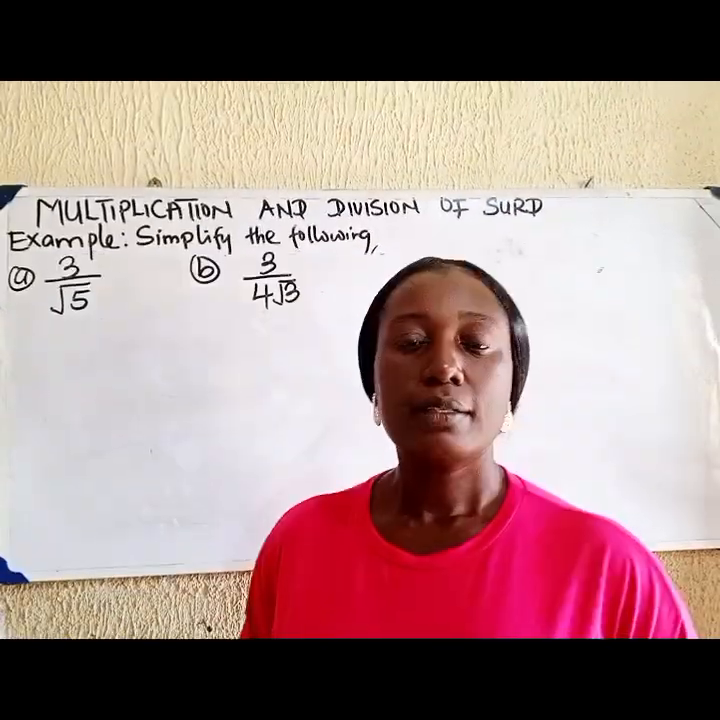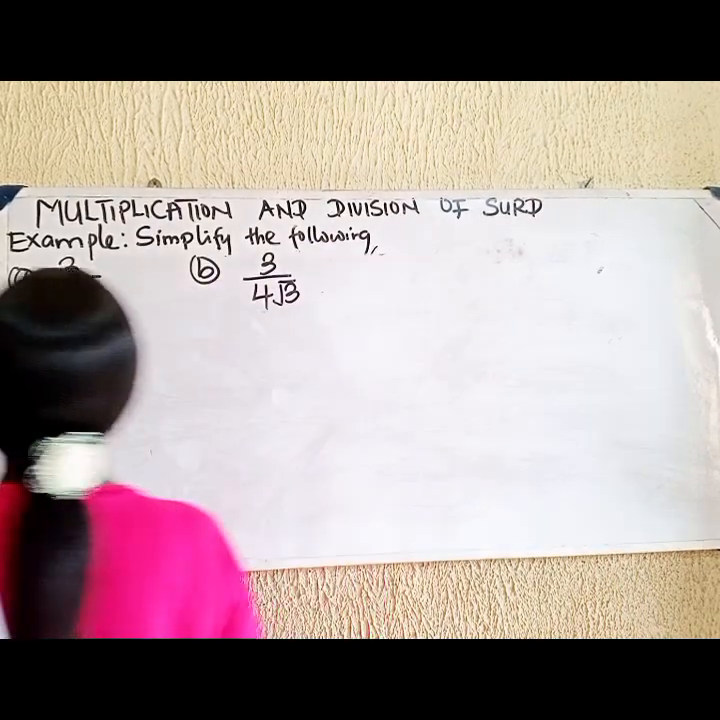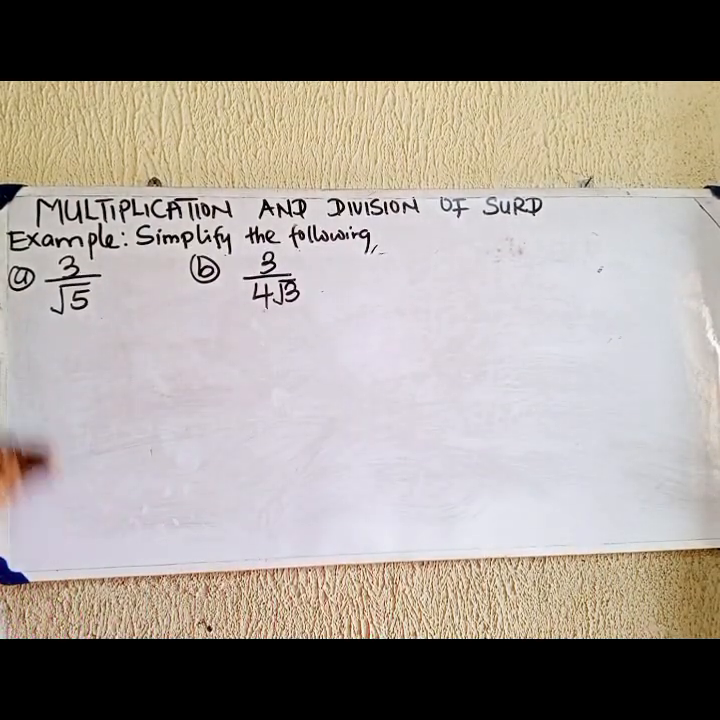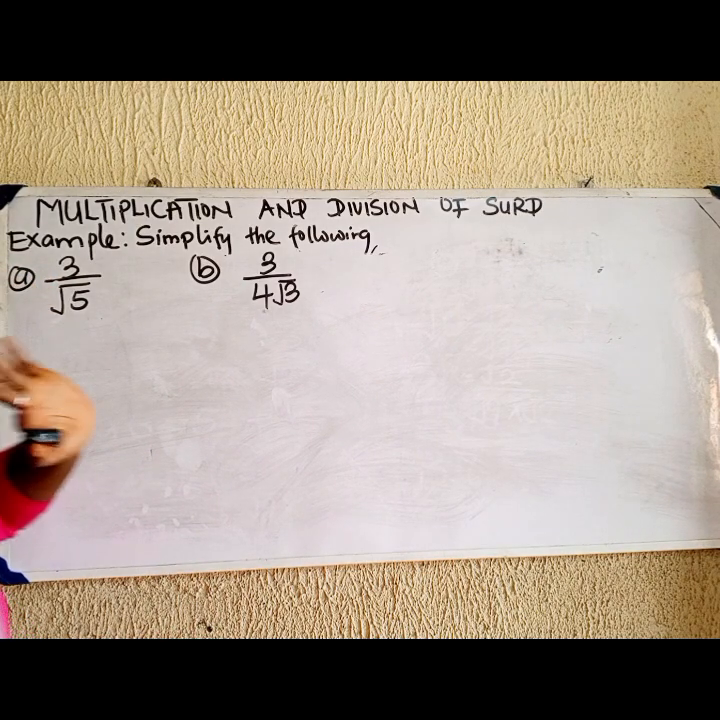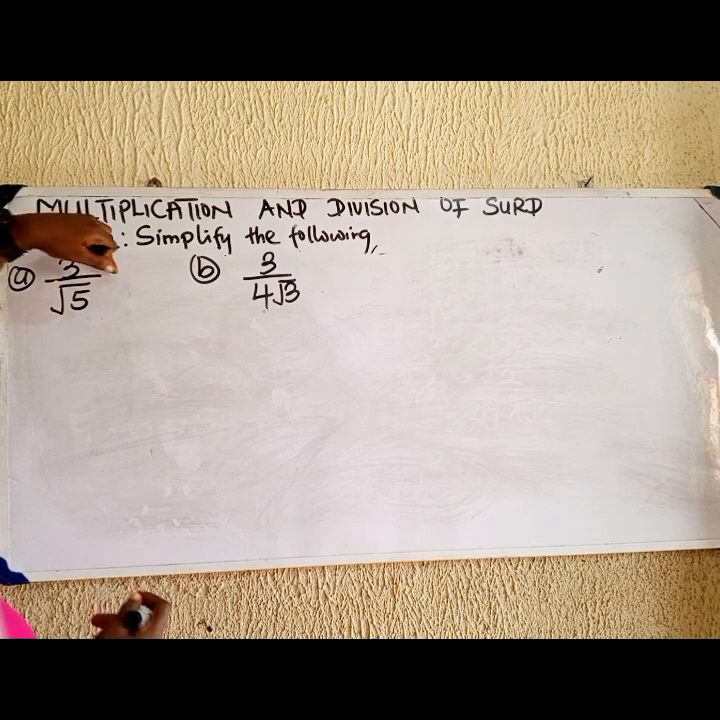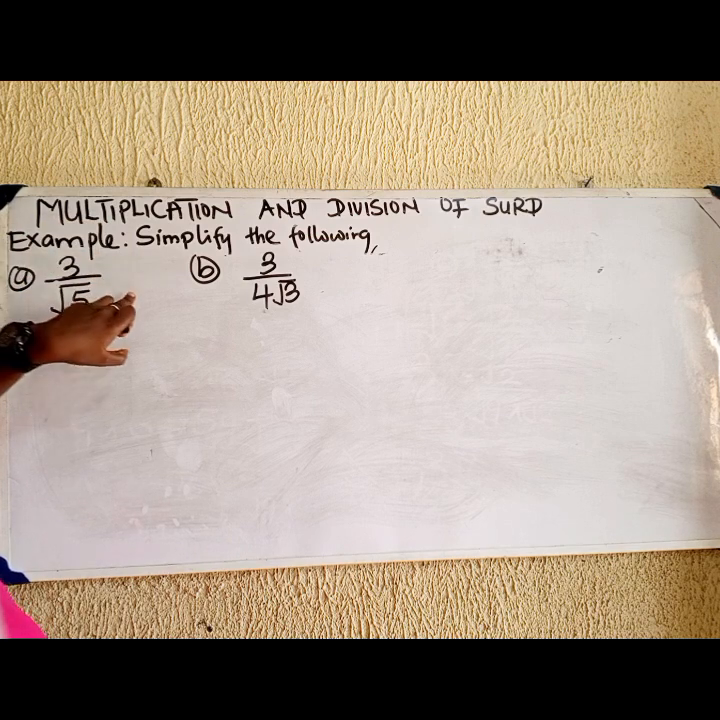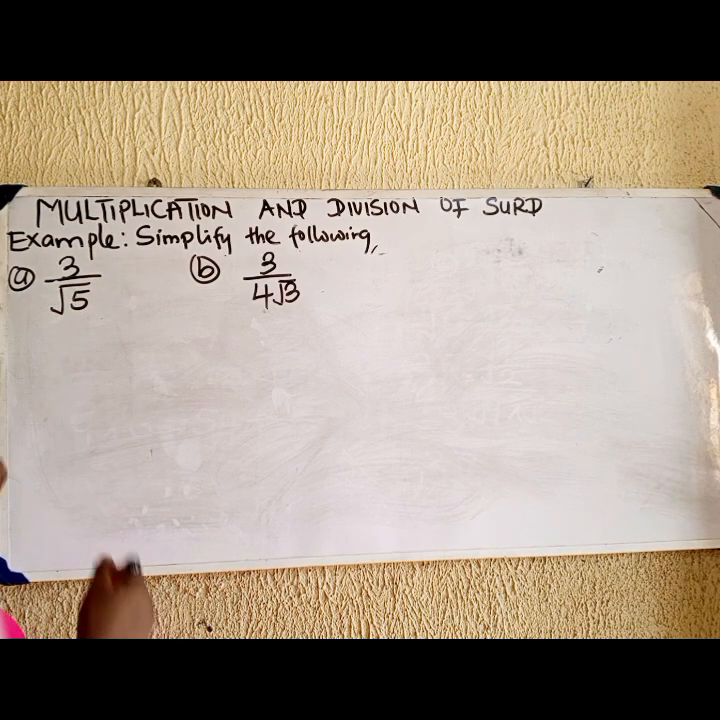Let's see more examples on division of surds. Now if you are given something like this, 3 divided by root 5, we are having roots at the denominator. Anytime you are dividing and you have roots at the denominator, you will simply rationalize it by multiplying the numerator and denominator by that root.